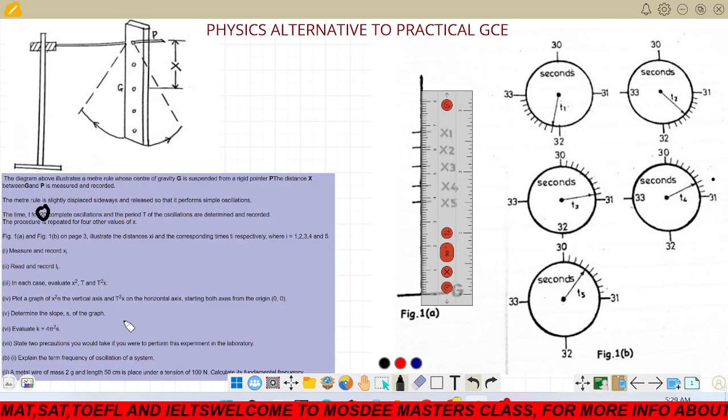Maybe if time permits, I can quickly teach you today how to plot the graph. Then I will answer other questions because I'm going to do the plotting of the graph last. So other questions here are also from the graph, Roman figure 5. Determine the slope of the graph. If I don't plot the graph, I can't get the slope or the gradient.